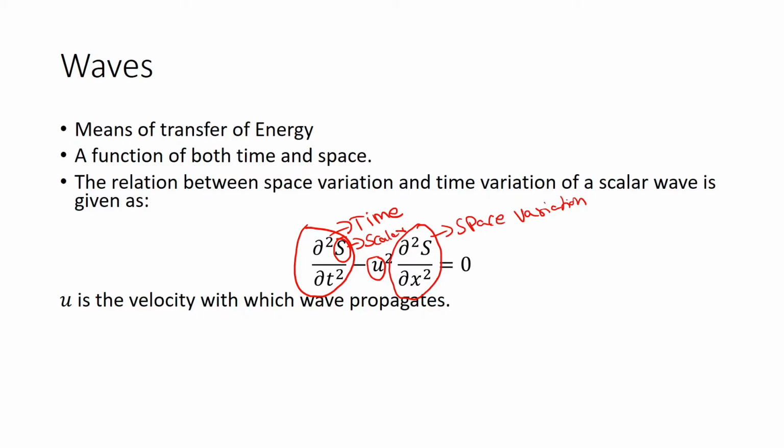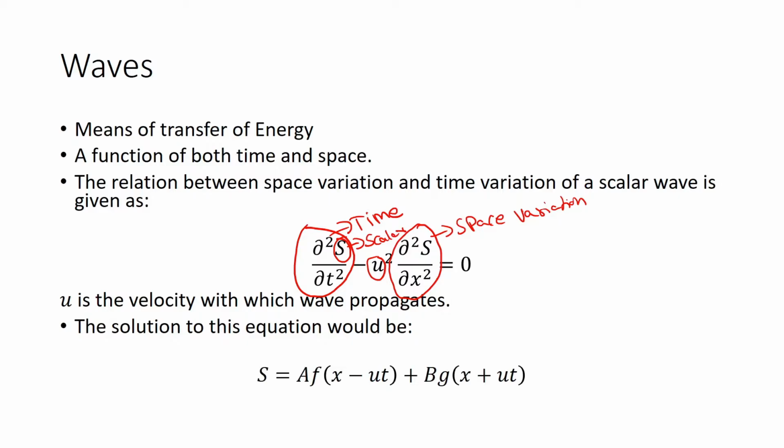If I solve this differential equation, I would be getting the wave to be a function of x minus ut or x plus ut. It would be a function of x minus ut if the wave is traveling along the positive x-axis, and it would be a function of x plus ut if the wave is traveling along the negative x-axis. This is a function of x minus ut and this is a function of x plus ut. Both the functions are independent of each other.